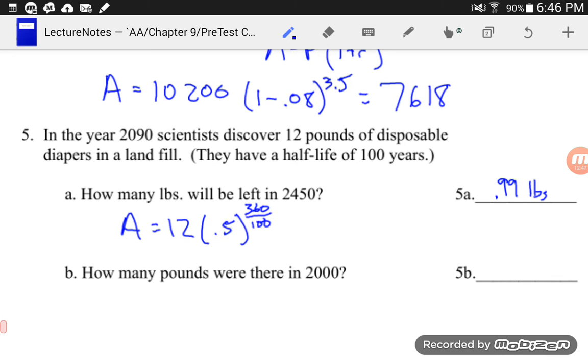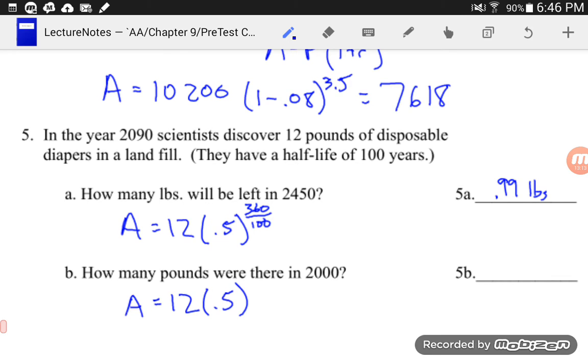99 hundredths of a pound. The same problem here, then, we can also go in the reverse direction. So we started with 12 pounds. But in this case, we're going back 90 years, so negative 90 years. This was 90 years before the 2090, when the 12 pounds were found.